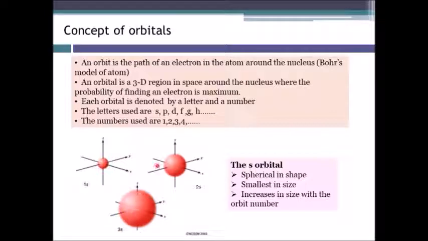But are they all round? Here we are showing them as round. This is the S orbital, which is spherical in shape. It is smallest in size compared to the other three-dimensional regions or the orbitals, which we will soon see. And it increases in size as the orbit number increases. So, you see 1s is smaller in size than 2s, 2s is smaller in size than 3s. It is almost spherical in shape.